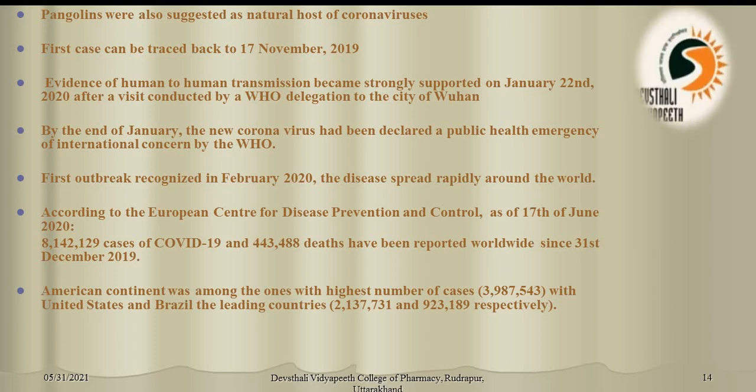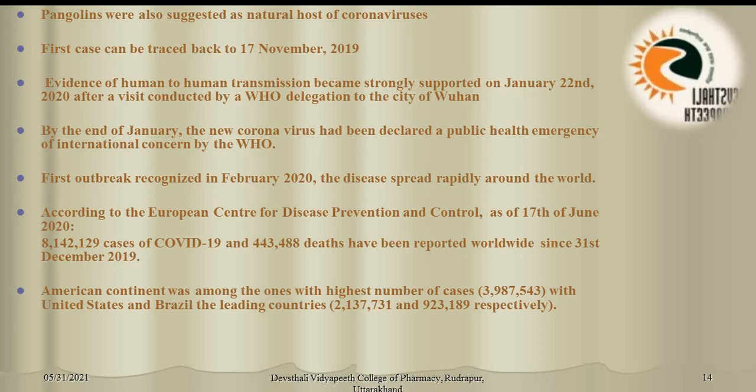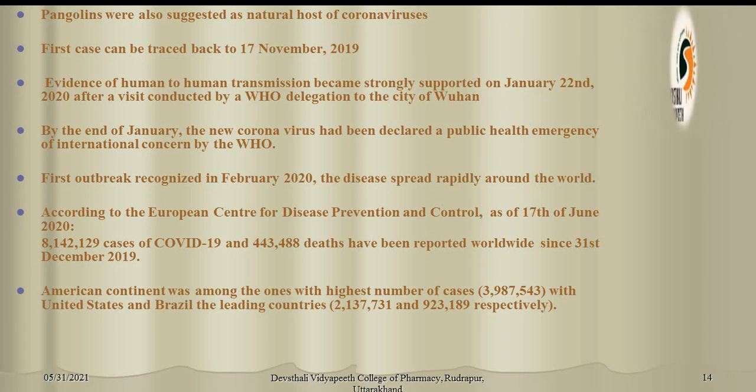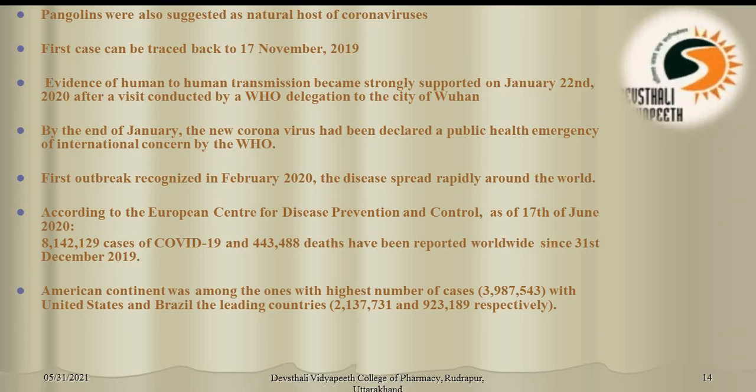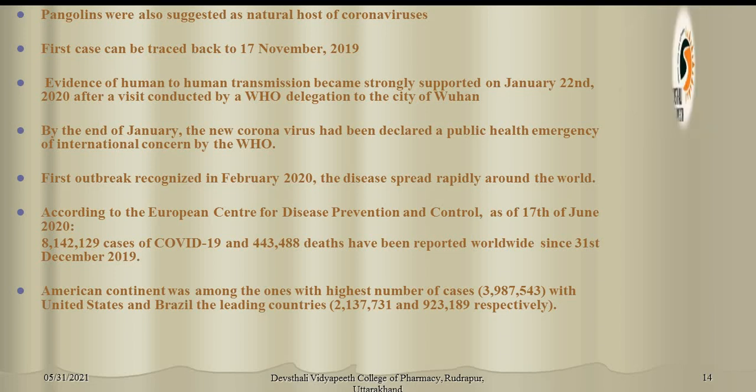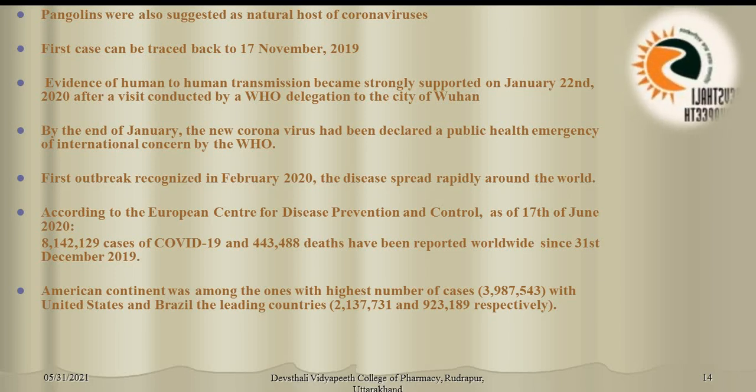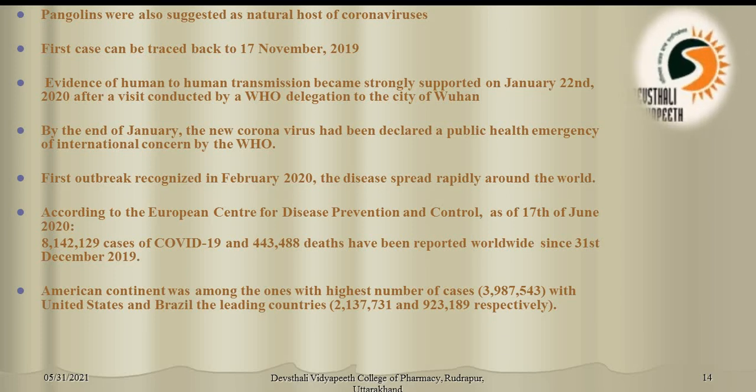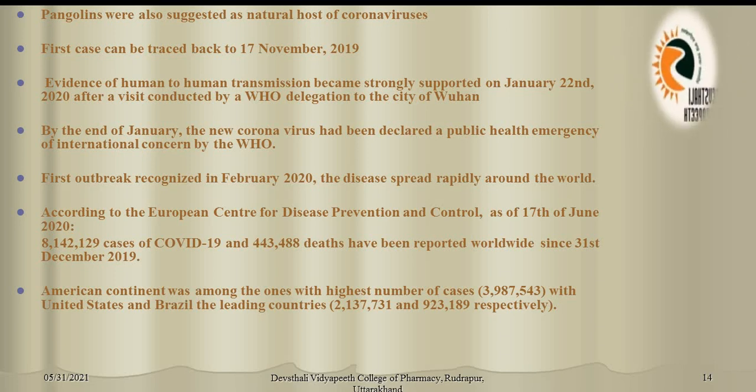Evidence of human-to-human transmission became strongly supported in January 2020, when WHO visited the city of Wuhan and conducted an investigation. And by the end of January, the new coronavirus was declared a public health emergency of international concern by WHO. The first outbreak was recognized in February 2020, and the disease spread rapidly around the world.